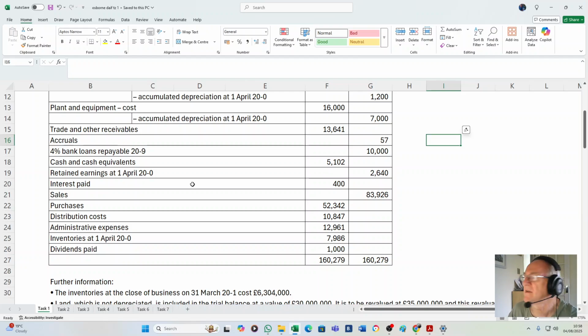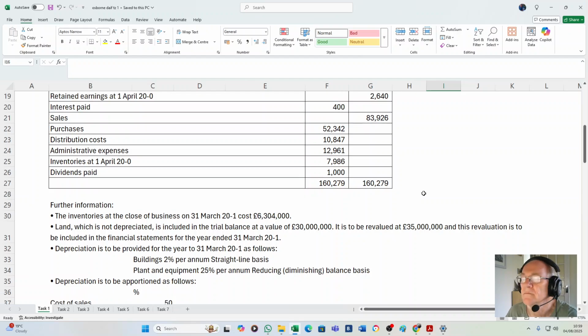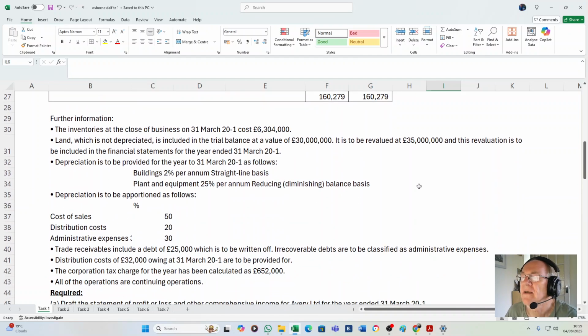Cash and cash equivalents, as you'd expect, on the debit side, of course, so it's a balance. Retained earnings, part of the equity. Interest paid, sales, pretty routine stuff, costs, and opening inventory. Closing inventory will be a note, gives lots, and dividends paid. If it was a cash flow, that is last year's dividends, of course. So let's have a look.